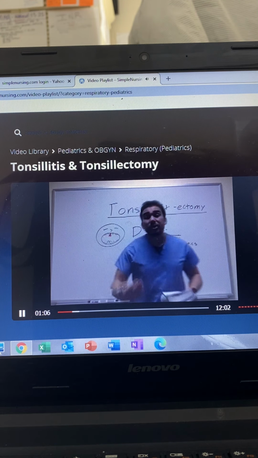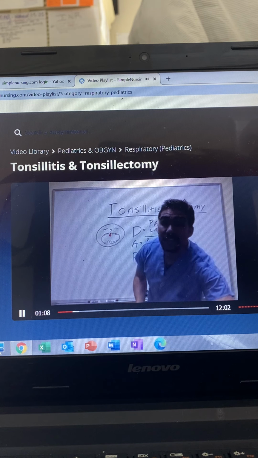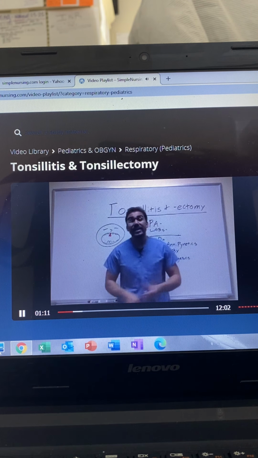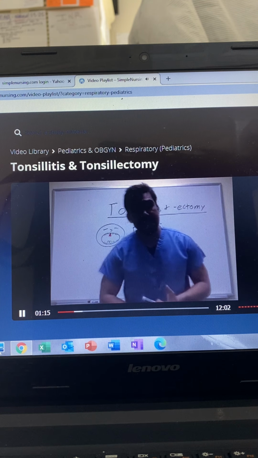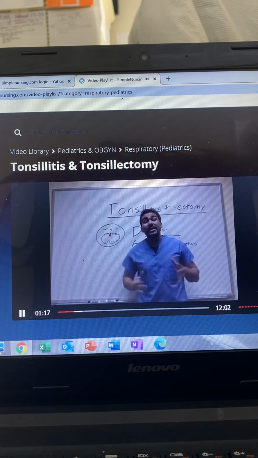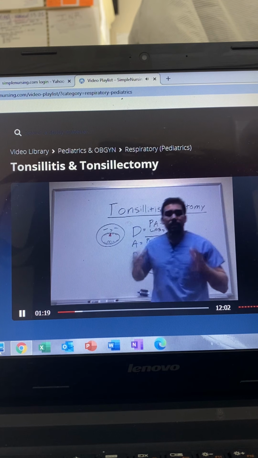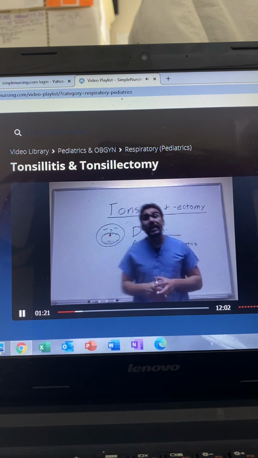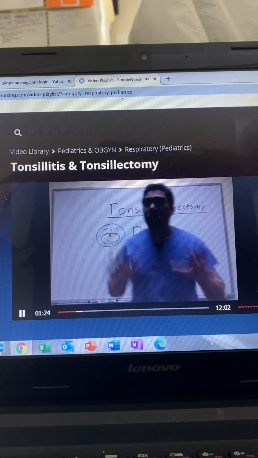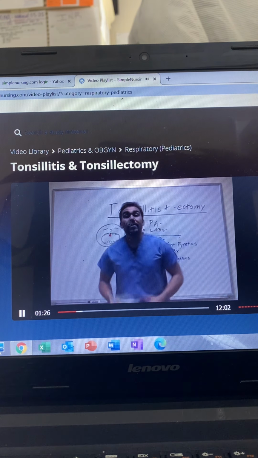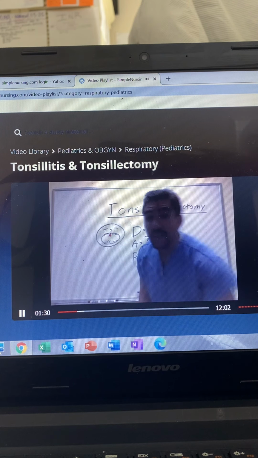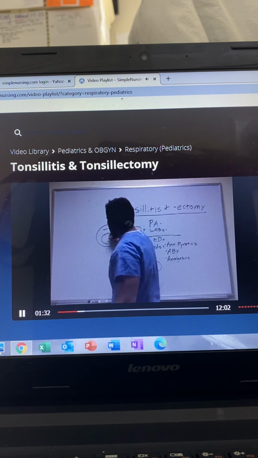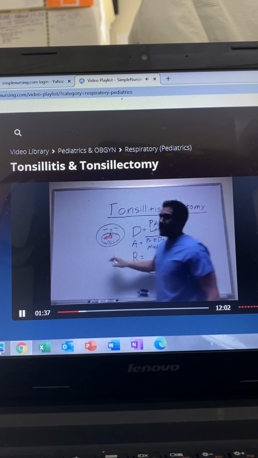Now, your pediatric patients usually get tonsillitis a lot. Not so much with your adult populations. Usually your adolescents, even the teens, get tonsillitis, mainly because of an immature immune system. So these tonsils, they swell up. Not that big, but you get the idea.